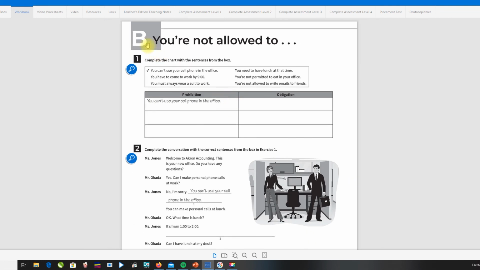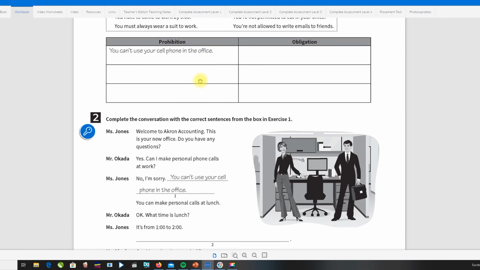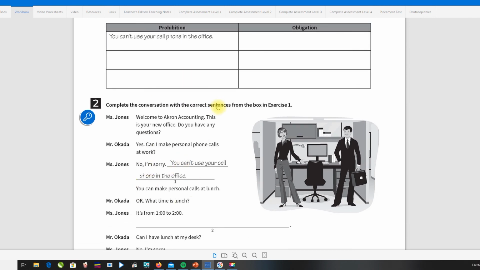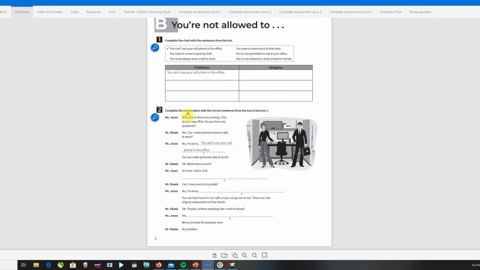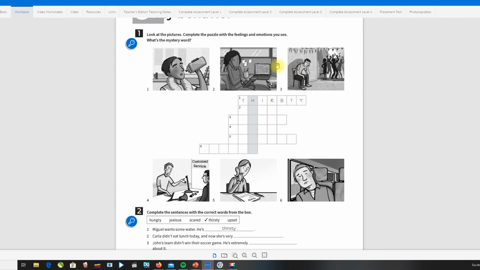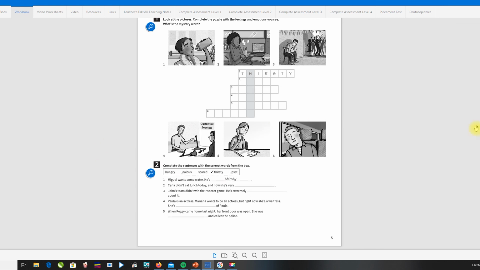Okay, on the workbook, you are going to start on part B. You are not allowed to. And you have to put these expressions here into the correct column, prohibition or obligation. And using these sentences, you are going to complete this dialogue. Okay? What else? On part C, you have to do this puzzle using the pictures. Alright, and you have to complete these sentences using these expressions, these words.